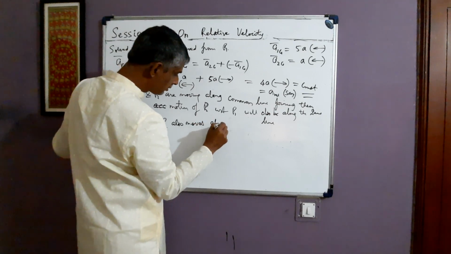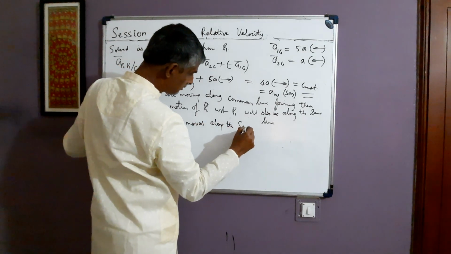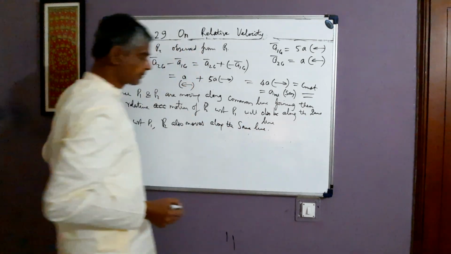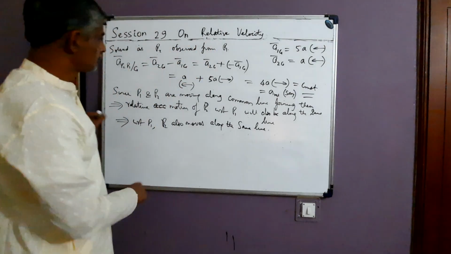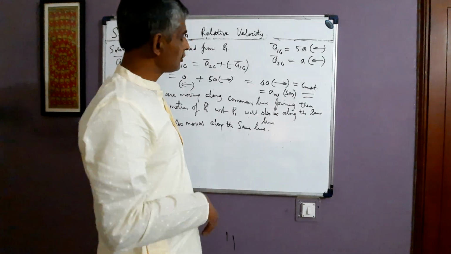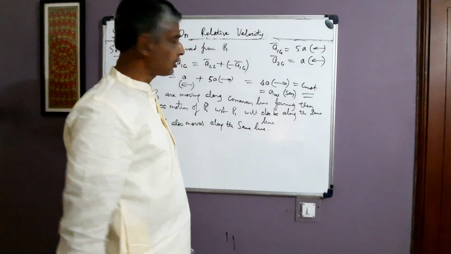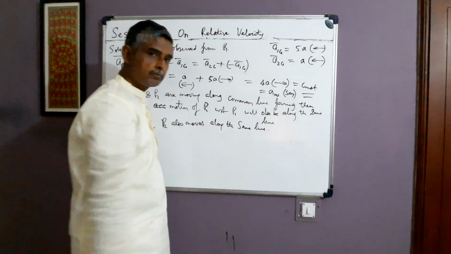Moves along the same line. Okay. So this means that, so first observation is that relative acceleration of P2 with respect to P1 in ground frame is constant, that is 4a rightward.